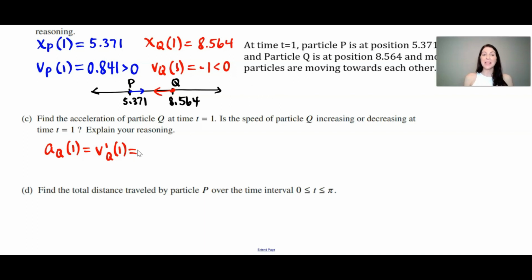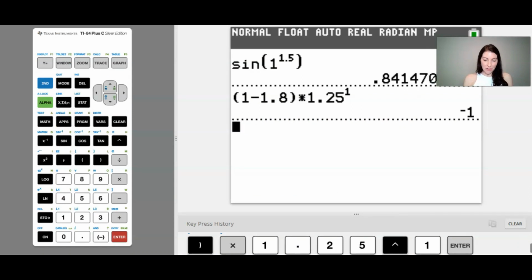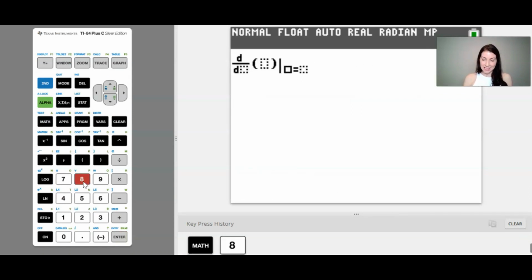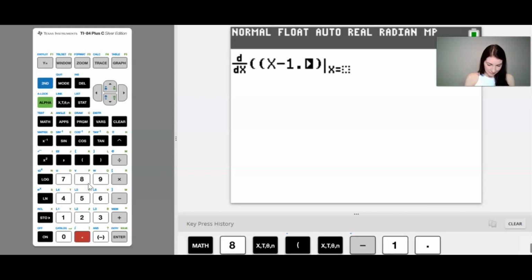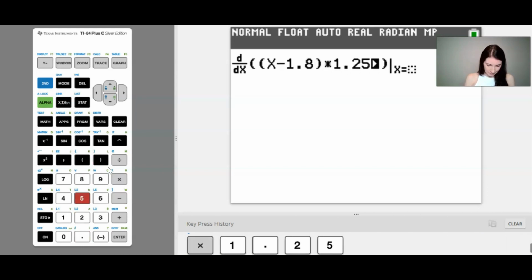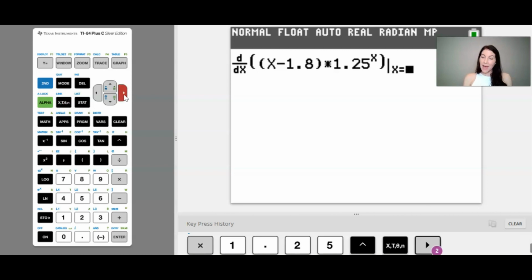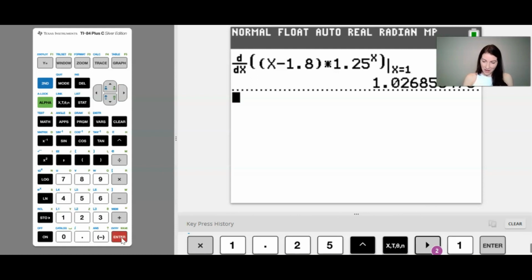And once again, because I can use my calculator, I'm going to calculate this derivative right in my calculator. Just a reminder of how to do that, you're going to press Math 8. That's going to give you the derivative function. I'm calculating the derivative in terms of t, but I'm going to use x, and I need to type in the velocity equation of Q. And then I need to say I want to evaluate this derivative at a time value of 1. And you can see here I would get 1.027 for the acceleration.